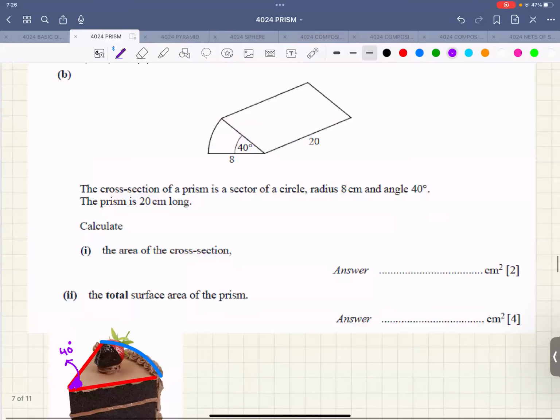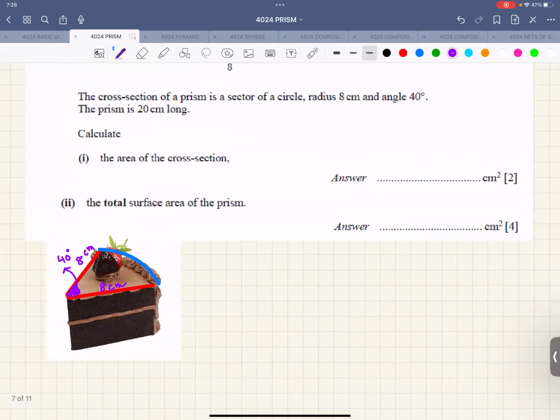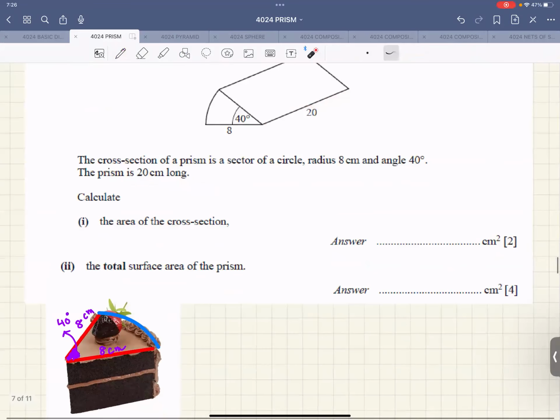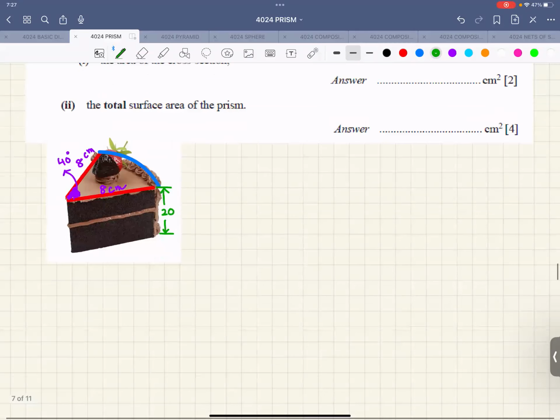And the radius over here is 8. So therefore, this thing is 8 centimeter. It's not drawn to scale. It's just a rough diagram. And this thing over here is 20. That means if I stand it up, from here till here, that is 20 centimeter. Keep in mind, the diagram is not drawn to scale. This is just a rough diagram.